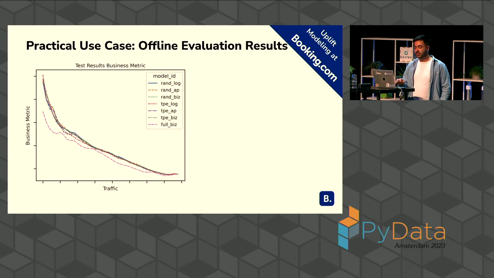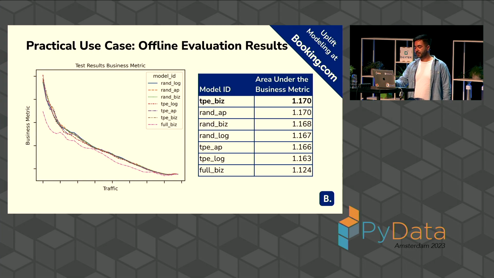Now, looking at these results overall, it's not just the hyperparameter tuning results, but also the offline evaluation results that I talked to you about. You take all these models, and on the y-axis you look at your business metric, and the x-axis is the traffic, how many people you're willing to offer promotion. You see that these models are behaving quite similarly, with the exception of the one using full business, which is the early stopping and the hyperparameter tuning.